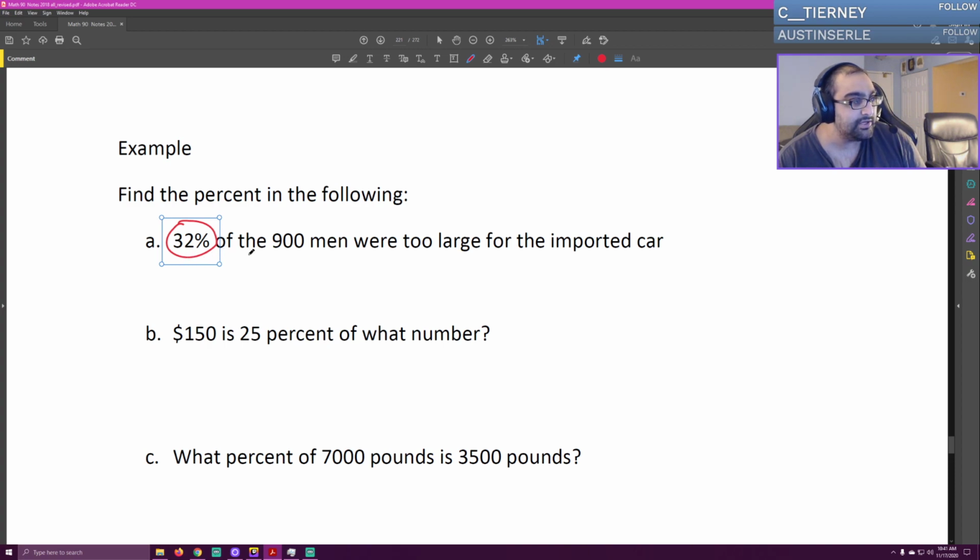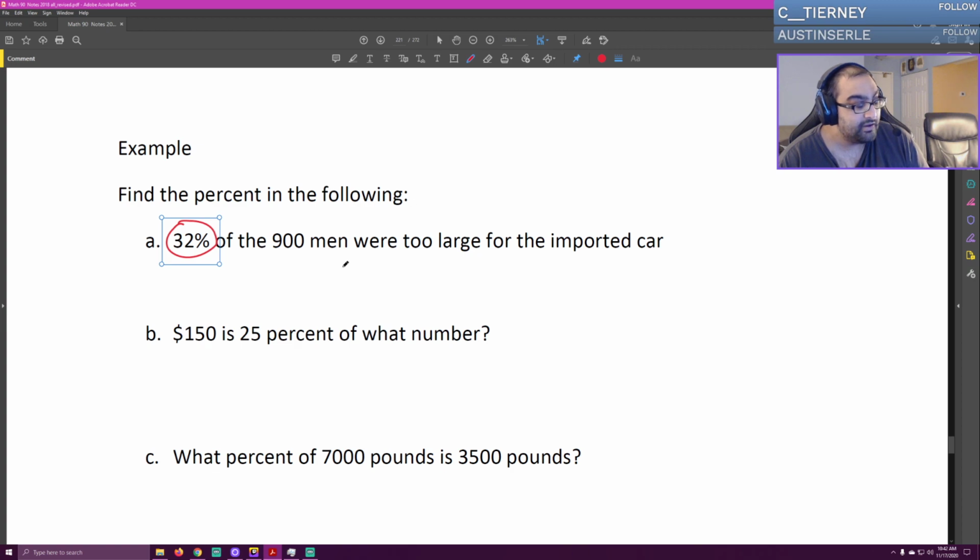So here we have 32% of the 900 men were too large for the imported car. Now let's say I wanted to figure out what 32% of 900 meant. There are two ways to interpret this problem. We could set it up as we talked about in section 6.1, or we can set it up as the proportion that we've discussed in this particular section. I'll show off both and show you that we get the same answer in both cases.